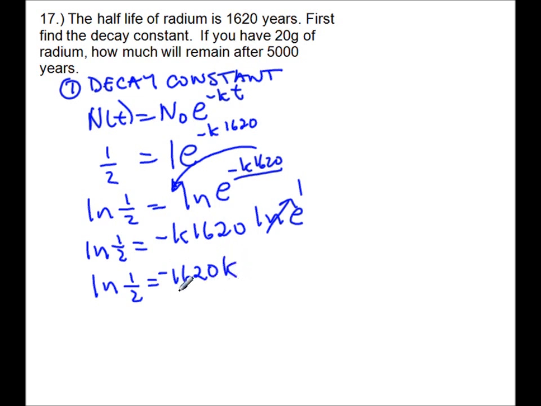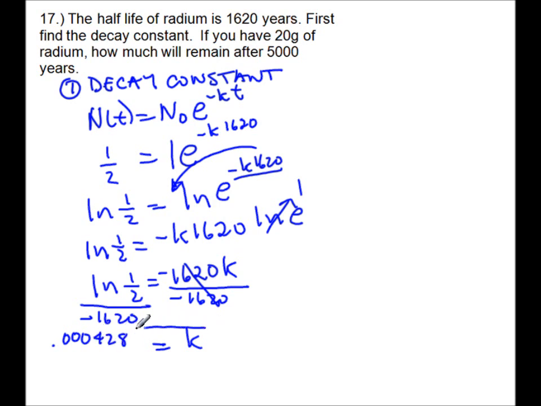I want to solve for k, so now I divide by negative 1620 on both sides. This cancels, and then when we divide, we get that k is going to be 0.000428, and that is our decay constant.